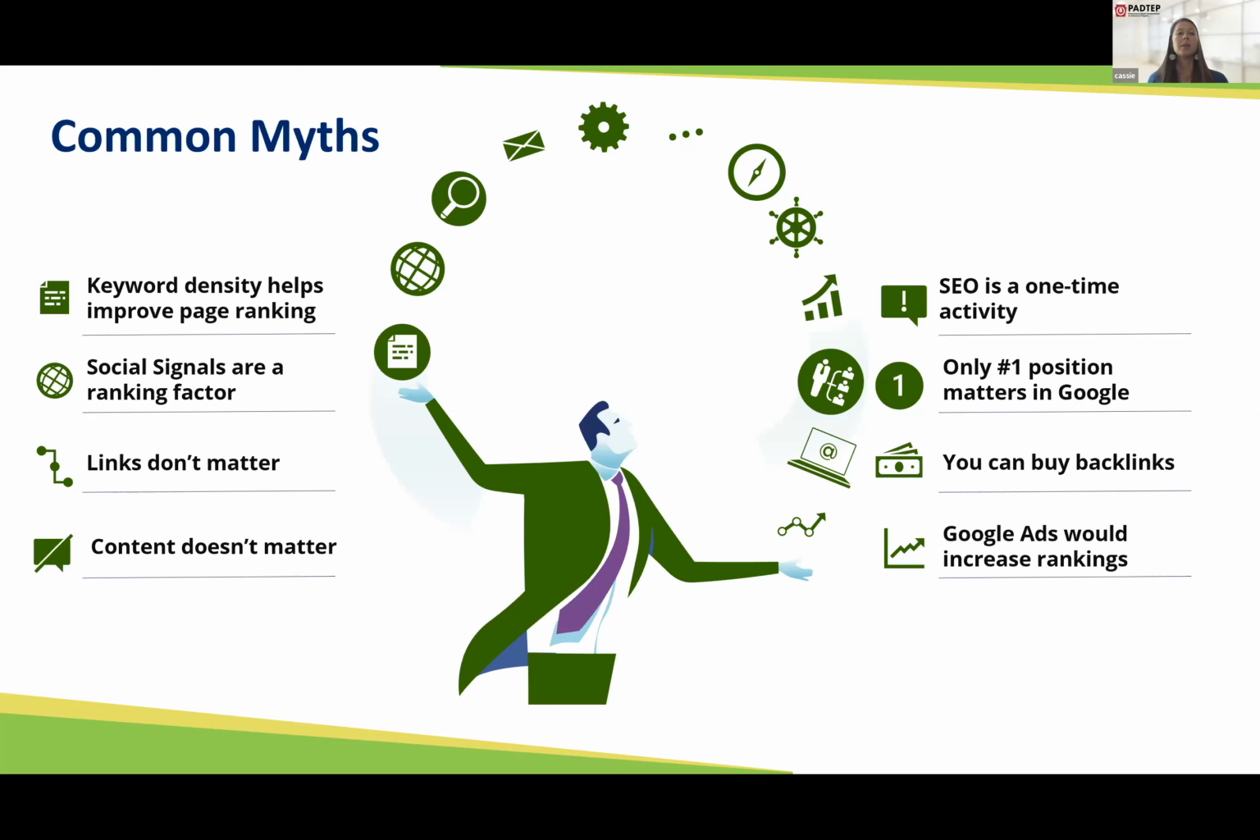Now, here are some common myths associated with SEO. One myth is that keyword density helps to improve page ranking. Sometimes people will put the same keyword over and over. Now, if you write a paragraph that is the same keyword over and over, Google is going to notice that you are just stuffing keywords and you are not writing a legible paragraph. That would essentially count against you.